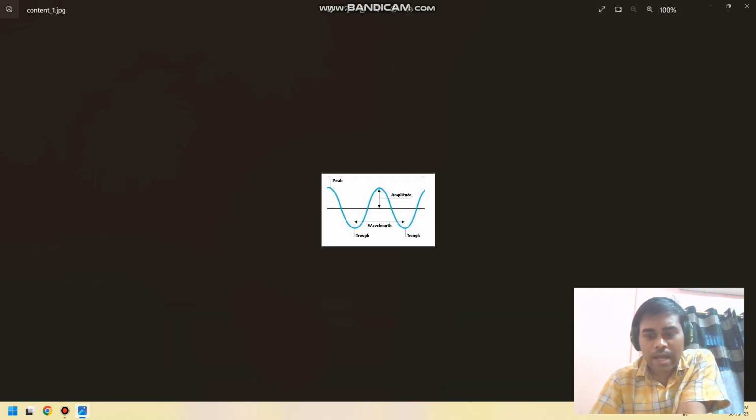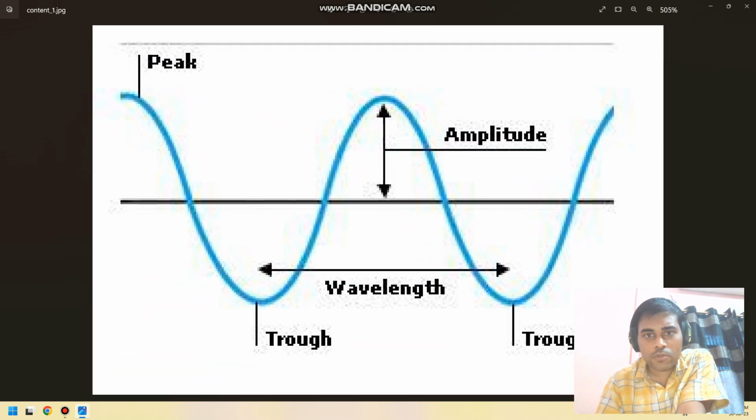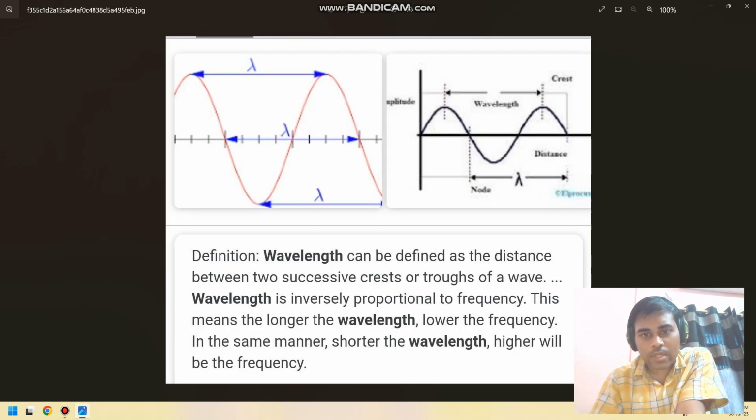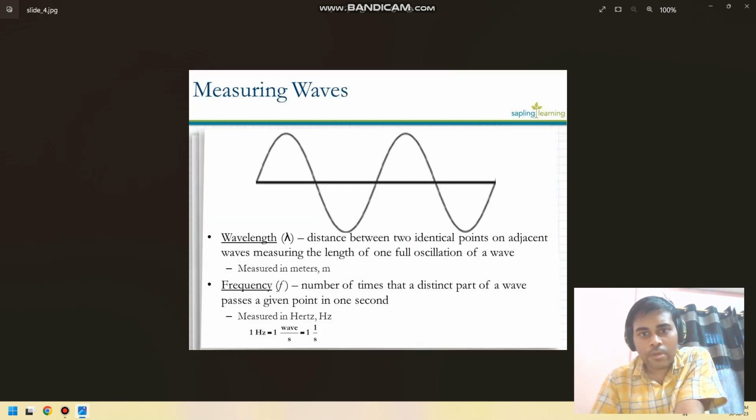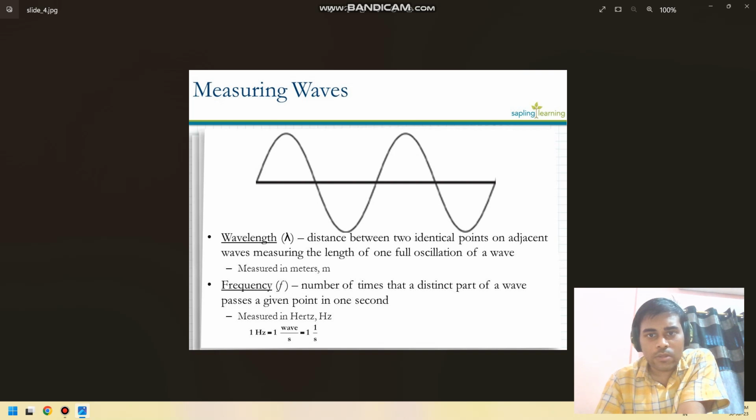Now if we go to this diagram, it is very short. If I zoom it in, this is the length called amplitude. Amplitude is the difference from the base level to the highest point. There is no formal definition of amplitude here, but you can understand that this length will be the amplitude of the wave.